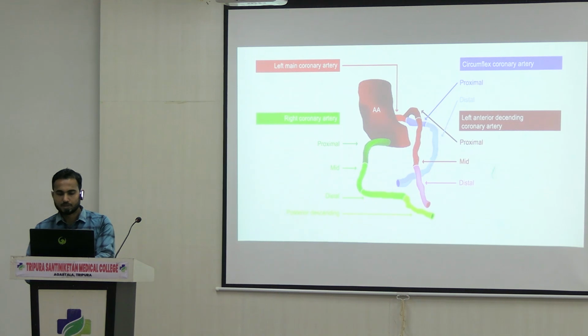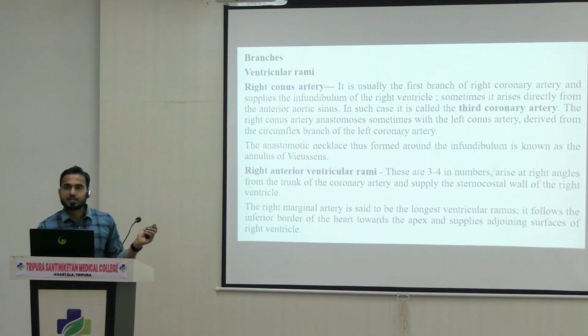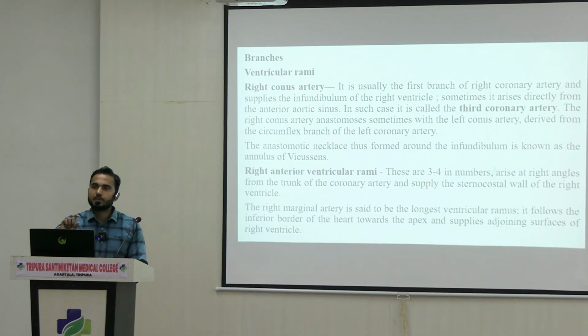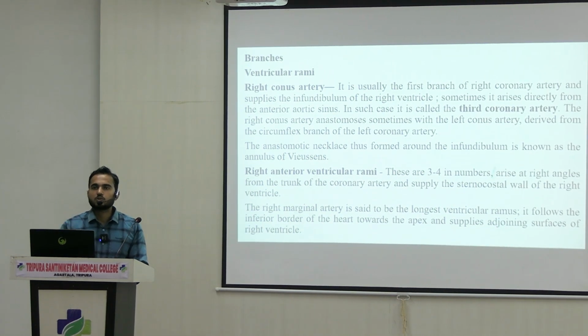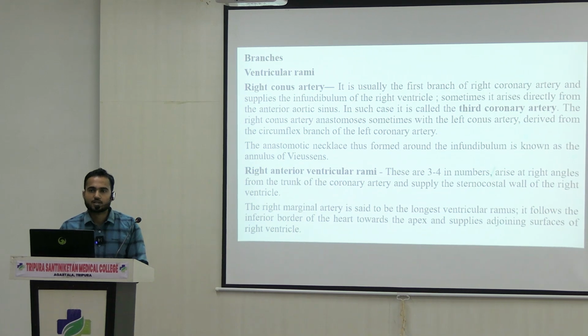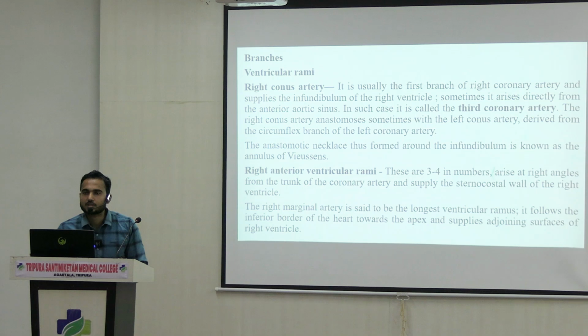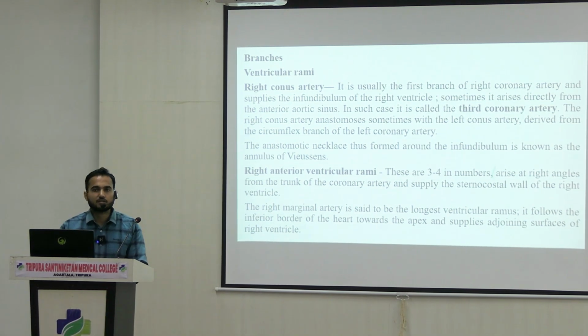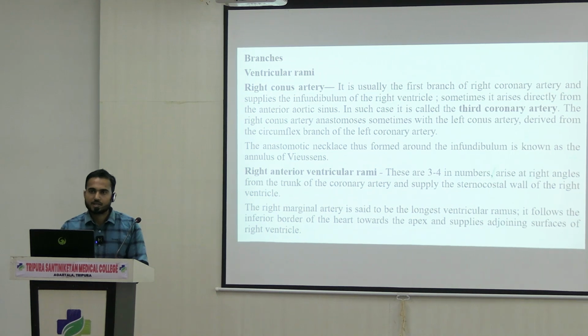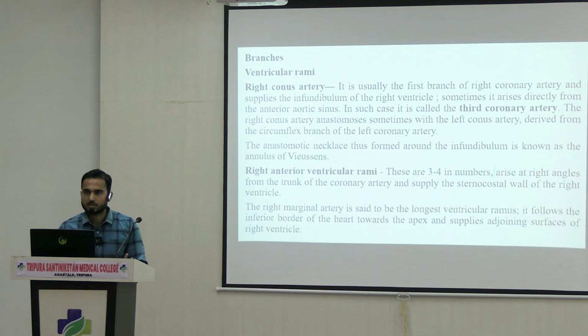Next, the most important part, that is the branches. Please keep in mind, branches are divided into two categories. What are these? Atrial rami and ventricular rami. What is the meaning of ventricular rami? It means the branches will supply the various parts of the ventricles. Atrial rami means they will supply various parts of the atrium. As simple as that.